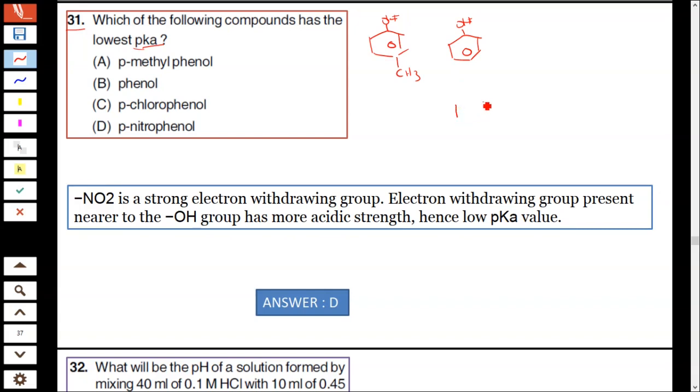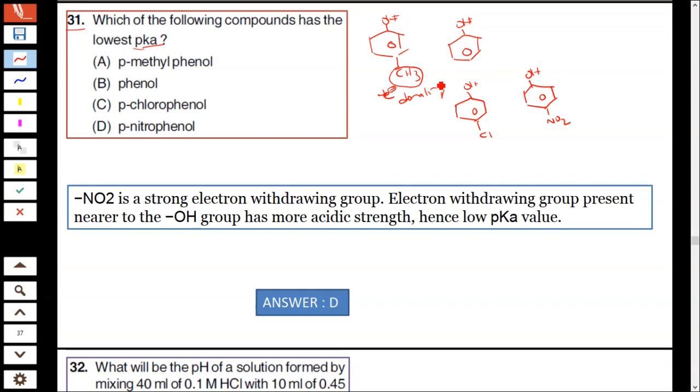Second compound is phenol. Third compound is para-chlorophenol. And fourth compound is para-nitrophenol. So which one is it? Here in the first, due to plus I effect, CH3 is an electron donating group.